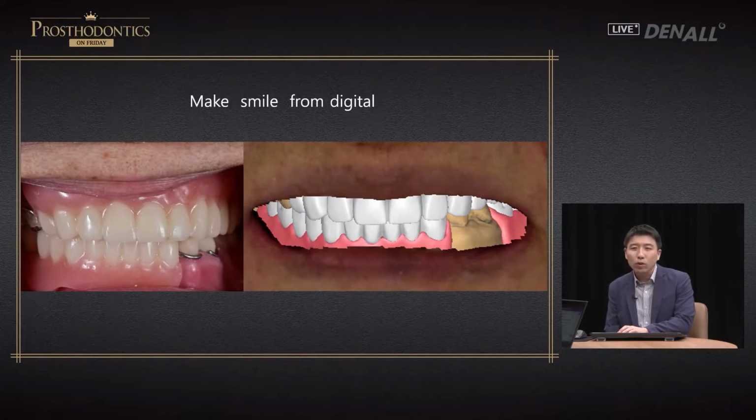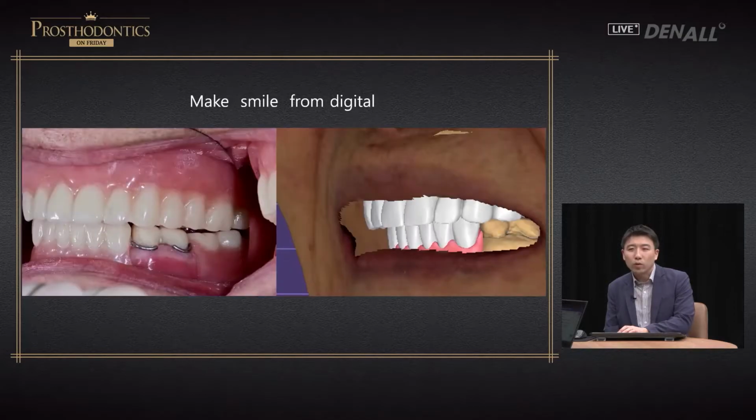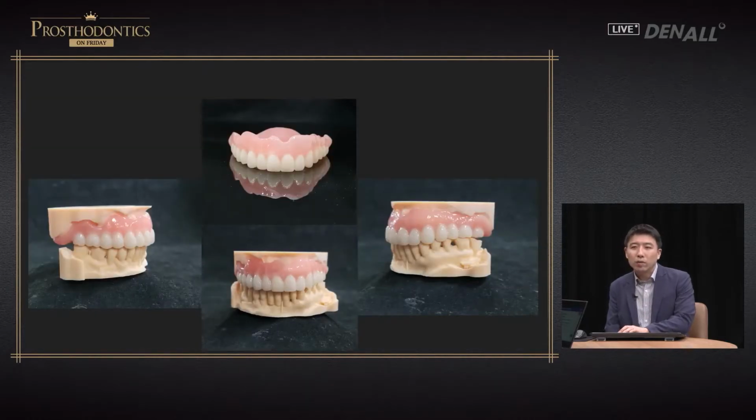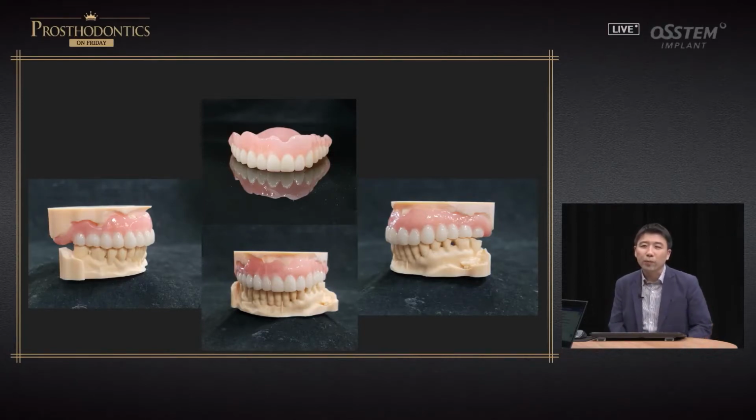This is a temporary denture. This was how it was fabricated. On frontal image and lateral image, you can see the overall form. You can align dentition. You can check with the antagonist model, which is 3D printed.